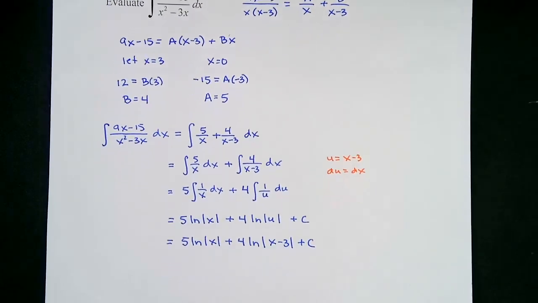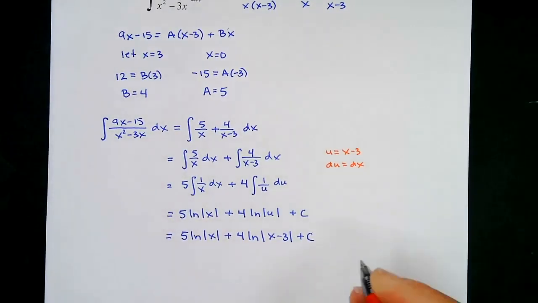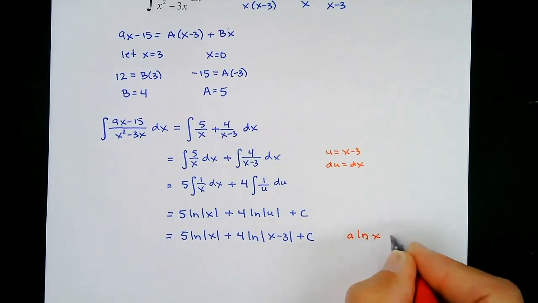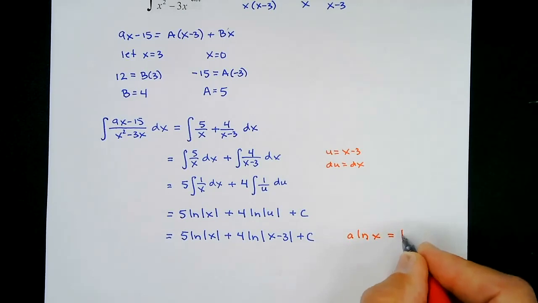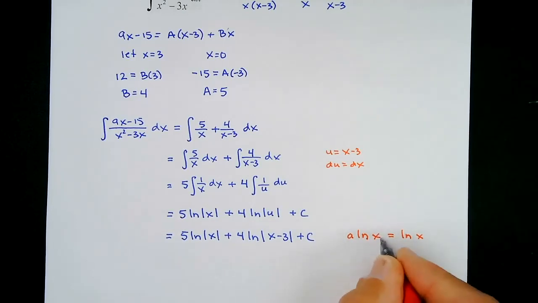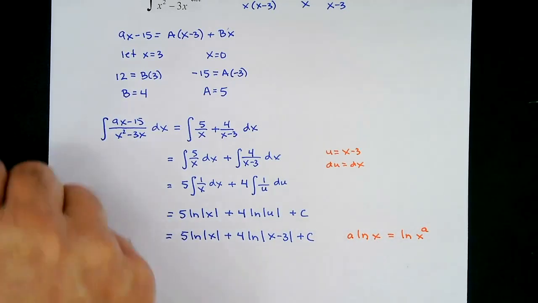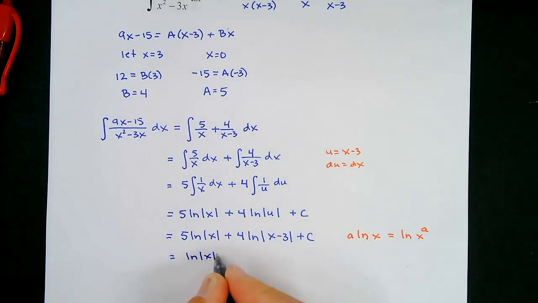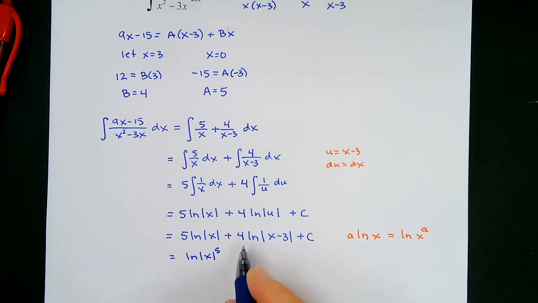But one of the properties that we can use is this. Whenever you see a number times ln of x, you can always rewrite that as ln of x, the argument of the logarithm, raised to the a power. So that means here, this one, we could rewrite as ln of the absolute value of x raised to the 5th power. And this one we could raise to the 4th power, so plus ln absolute value of x minus 3 raised to the 4th power plus c. So that's another valid answer, okay?